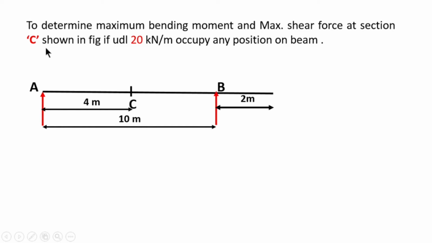Now this is the numerical: determine the maximum bend moment and maximum shear force at a section C as shown in the figure if a UDL of 20 kN per meter occupies any position on the beam. This beam is ABC, having a span of 10 meters and a 2 meter overhang. The section C is given at a distance of 4 meters from the left hand, where we have to calculate the maximum bend moment and shear force for the UDL occupying any position on the beam.